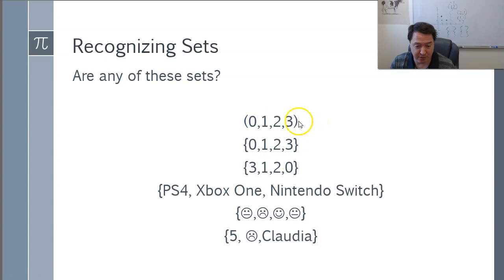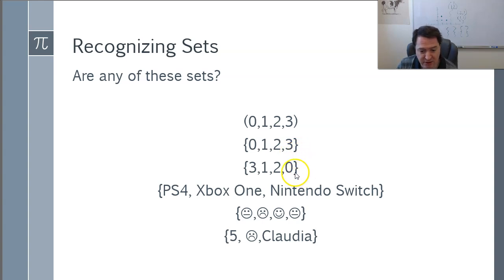So this first one, no, it's not a set. It's an ordered quadruple. Whatever. It's an ordered thing, so that's not what we want. What about this next one? Okay, well, I'm inside the curly braces, so that means the order doesn't matter. And I don't have anything listed more than once, and it's a list of stuff, right? It doesn't really matter. It happens to be numbers here, but it doesn't really matter. I don't have anything listed more than once.